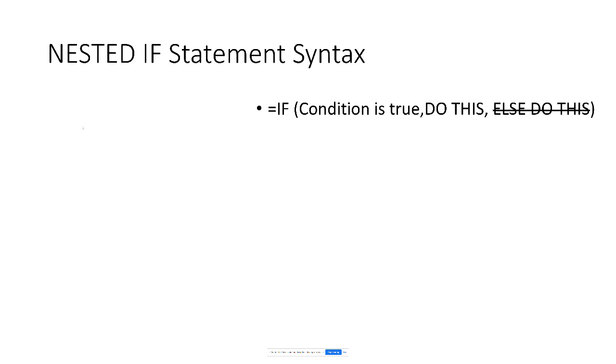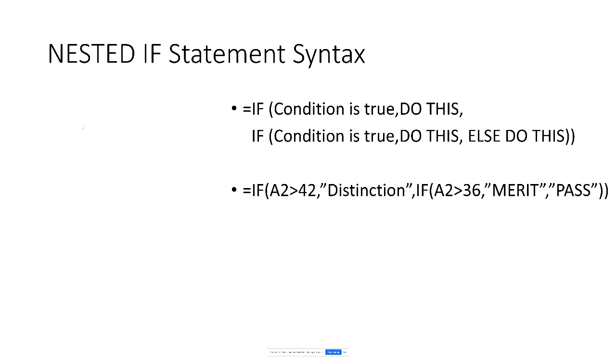Well, what we do is we get rid of the 'else do that' because we want to throw in another condition. So let's say, have you got a distinction? Do this. Well, if you don't have a distinction, we should check if you've got a merit. That makes sense? Let me show you. So here we have our first if statement. If condition is true, do this, bracket. Now, otherwise, we start another if statement. So we're saying now, well, if that condition isn't true, let's check another condition. If that condition is true, do this, otherwise do that.